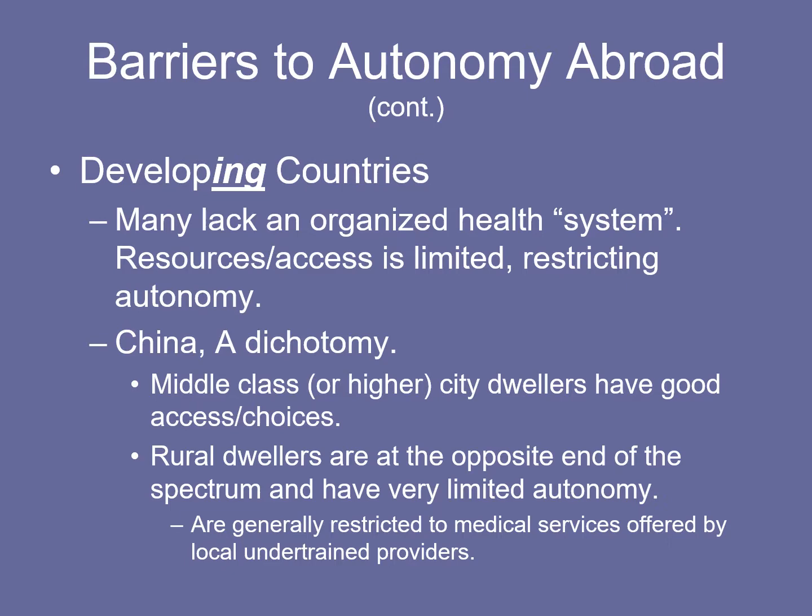Looking at China, for example, although they claim to have a unified system, that unified system seems to apply more towards those in the middle class or higher, often those who reside in the city and have good jobs and therefore have good access and choices. Their autonomy would be pretty good or very good. However, in China, rural dwellers are actually quite vulnerable, and they're at the opposite end of the spectrum, many of whom have very limited autonomy. In the rural areas, they're generally restricted to medical services offered by local undertrained providers, and that in and of itself limits their autonomy.